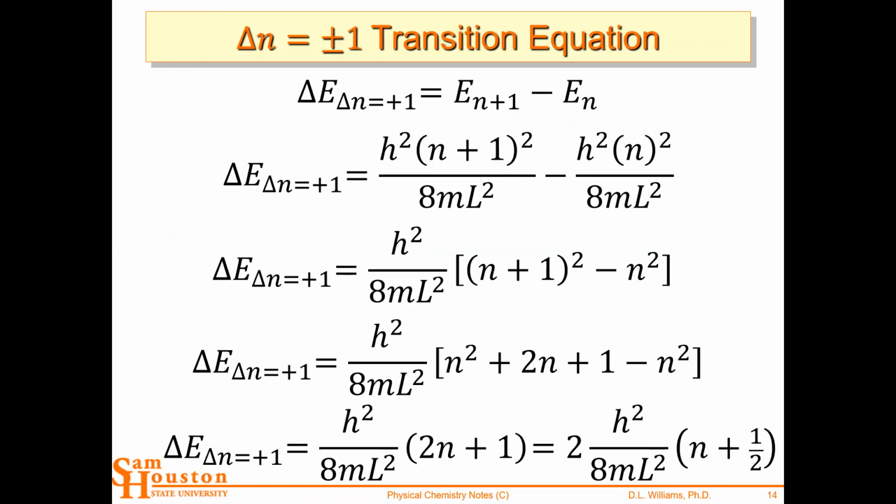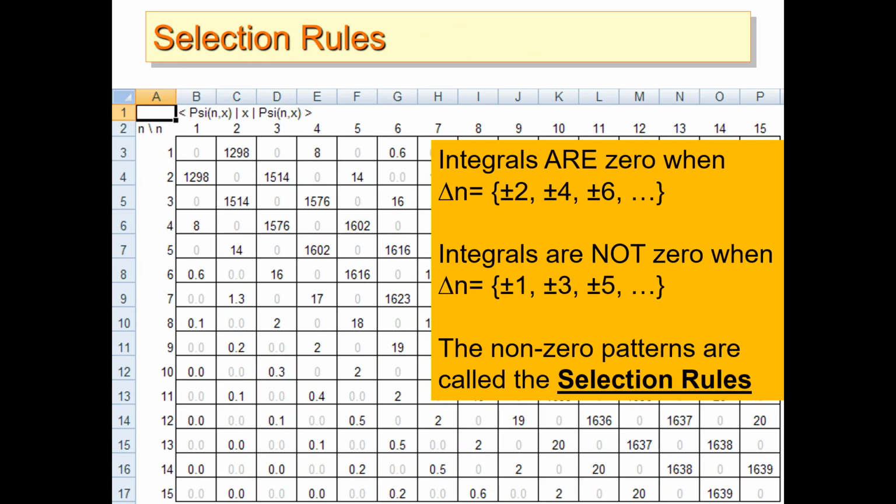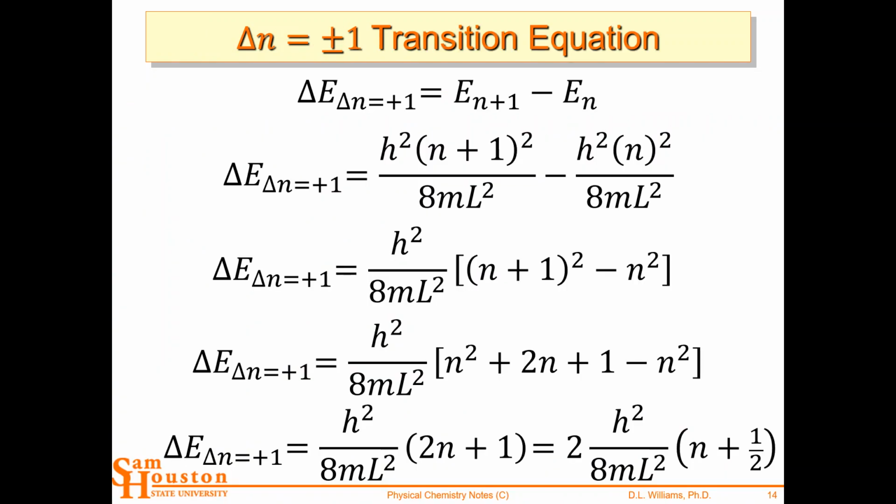We can use that now to come up with the transition equation. If we know that it's non-zero for delta n equals 1 and delta n equals 3 and 5 and so on, then we can take this energy equation and calculate those differences to come up with the transition equation. So we've done this, you've seen this slide 3 times now. Okay, so you should see the algebra involved, and there's the delta n equals plus 3.